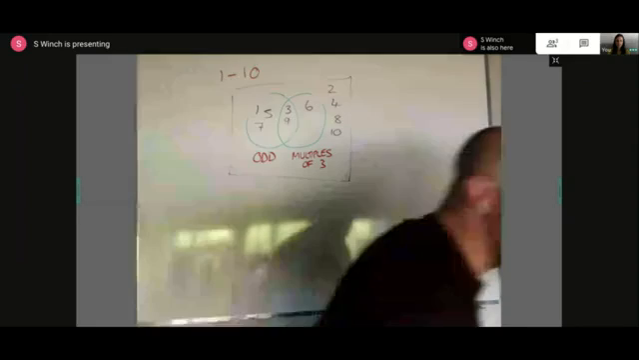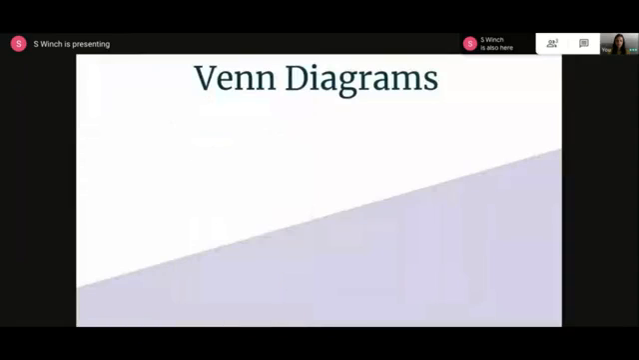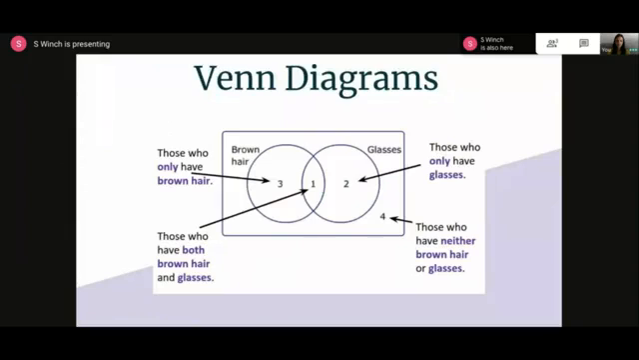Okay, so if we come back to the screen now, you've got another example here. You've got students with brown hair, there are 3 of them, so they would be on their own here. And you've got glasses, so students that wear glasses, there are 2 students on their own that just wear glasses. Now, of course, that tells me that they don't have brown hair. And the 3 students that do have brown hair, that tells me that they don't have glasses.